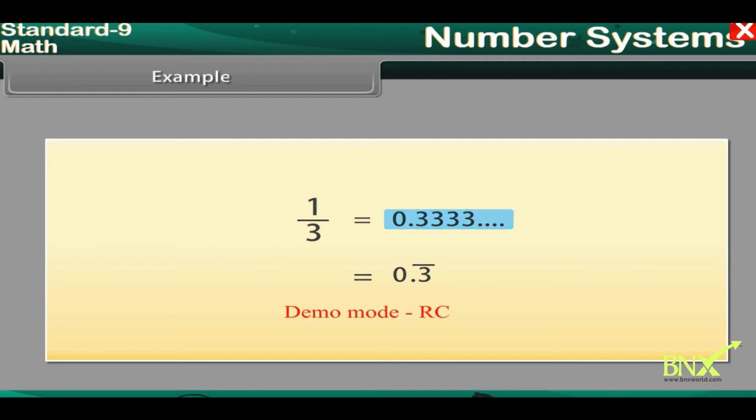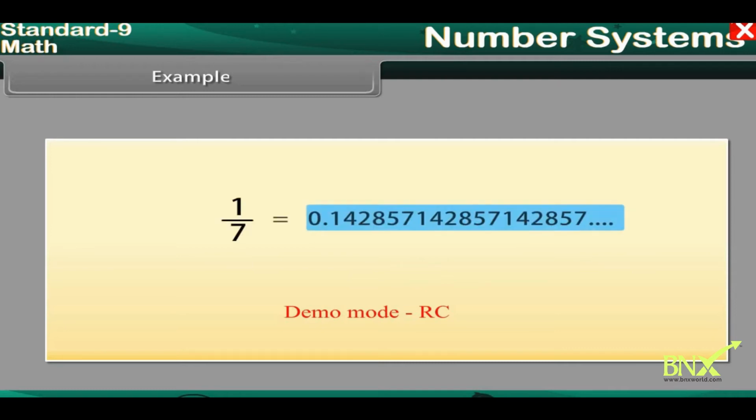Decimal expansion of 1 by 7 is 0.142857, 142857, and so on. Here 142857 is repeating. So we can write it as 0.142857 bar.